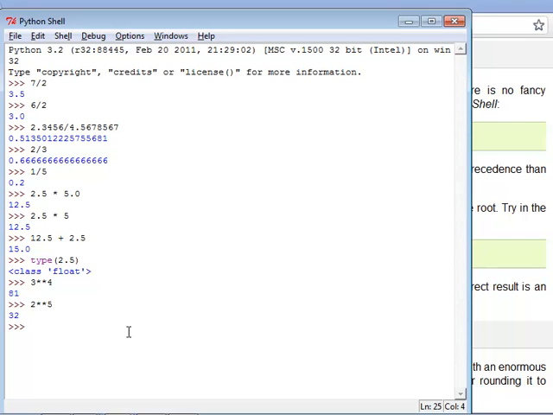If you think back to high school algebra, you may have worked with fractional exponents, which correspond to roots. For instance, if we use the half power, that corresponds to a square root. And you see this gives us 3. 3 squared is 9.